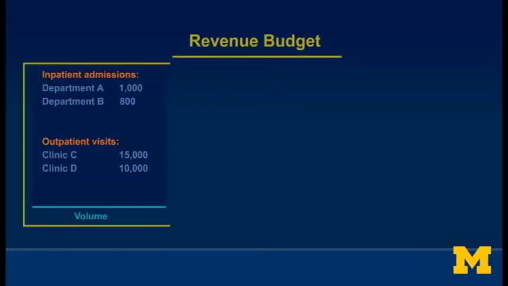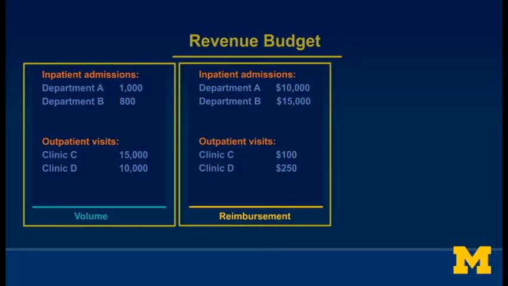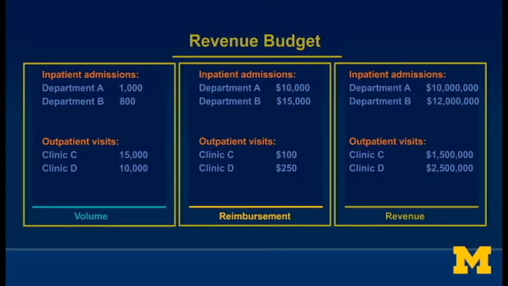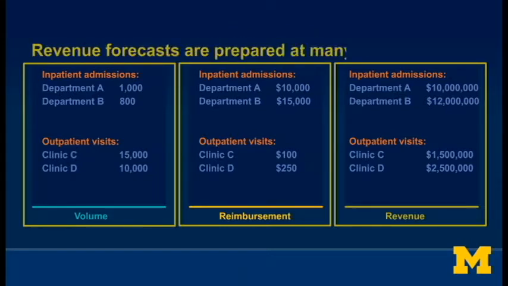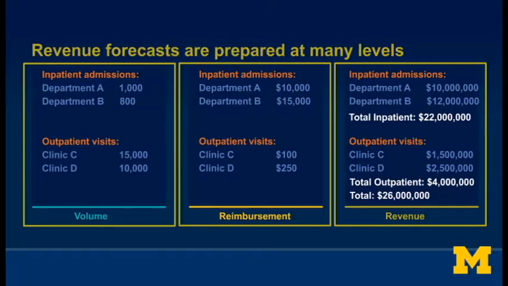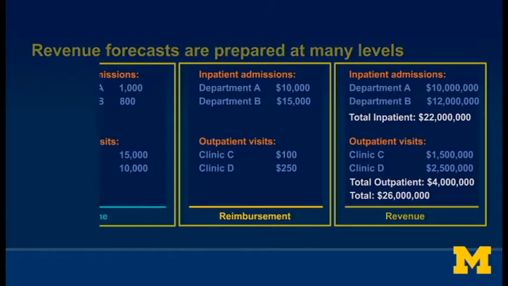Information from the statistics budget is used in preparing the revenue budget. The revenue budget combines volume and reimbursement data to forecast revenues. Revenue forecasts are prepared at many levels, starting with individual services and procedures, which are then summed up to obtain an aggregate revenue estimate for a department, program, or unit.